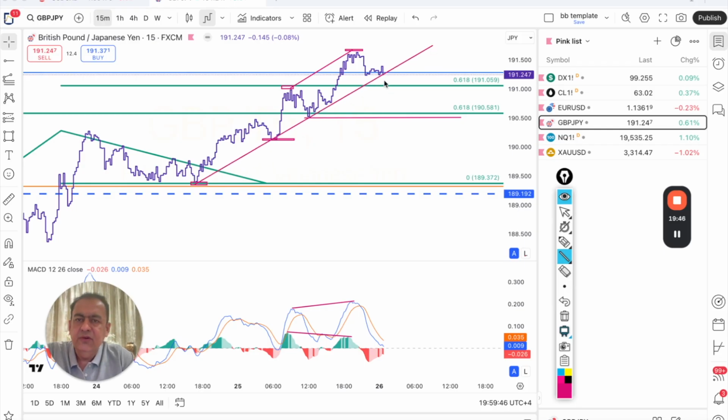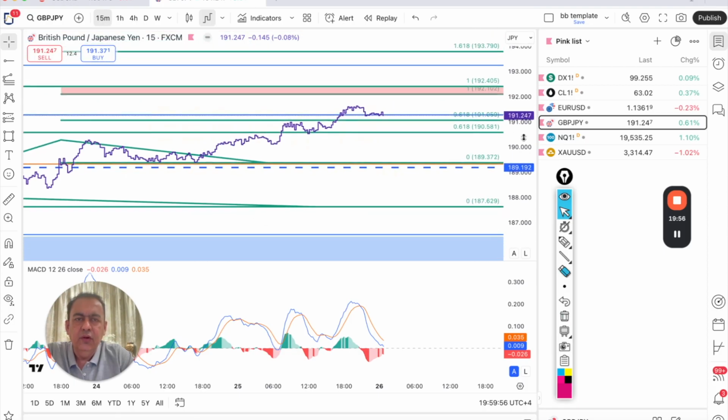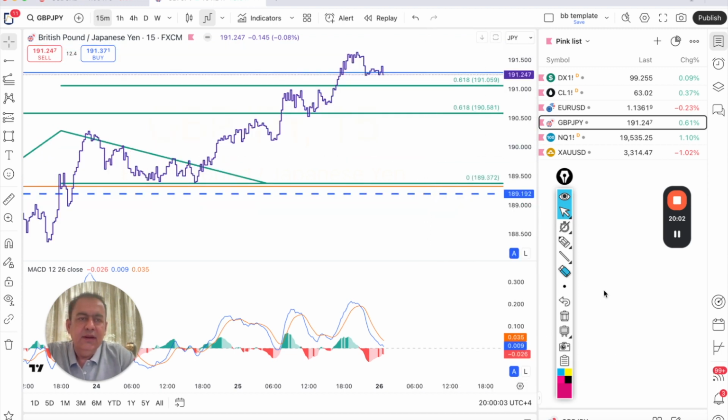Right now, it has not breached the trend line. So there could be some short-term pullback, but the pullback is to be taken as an opportunity to buy and look for the price target of 192.40, followed by 194.83 to 195. This is the plan for pound against yen.